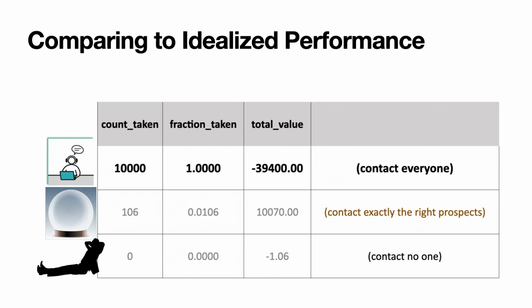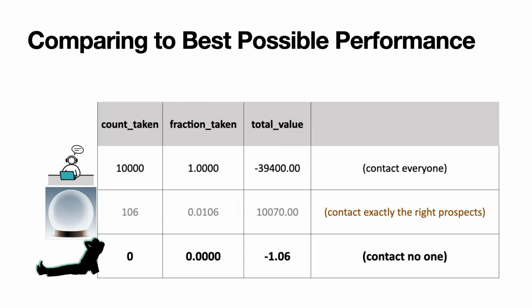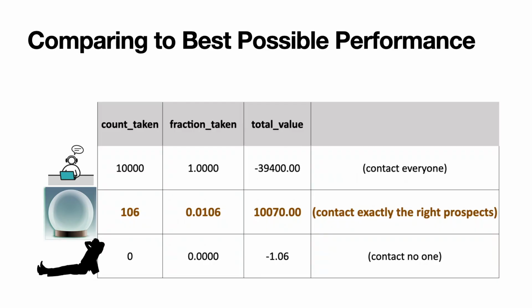The total value of calling everyone is large and negative because the cost of contacting the entire population outweighs the value of the sales that you make. With the current set of utilities, calling no one still costs you $1.06, representing the 106 customers who might instead go to your competitor. The crystal ball model brings in $10,070. This maximum achievable revenue gives you an ideal value against which to compare actual model performance.